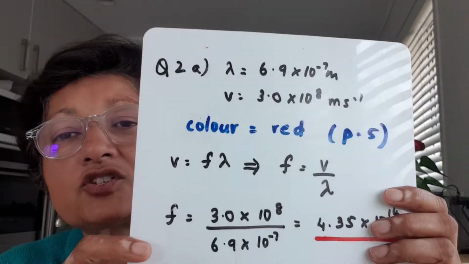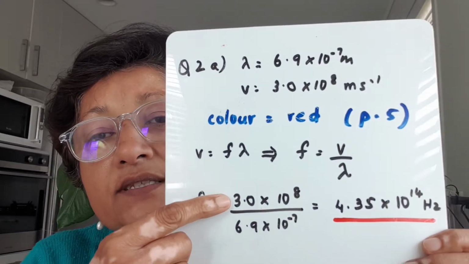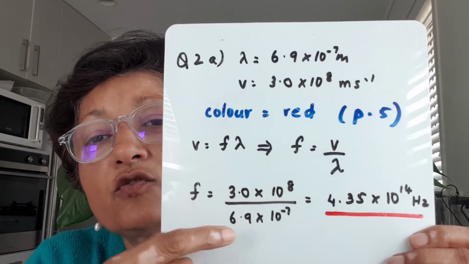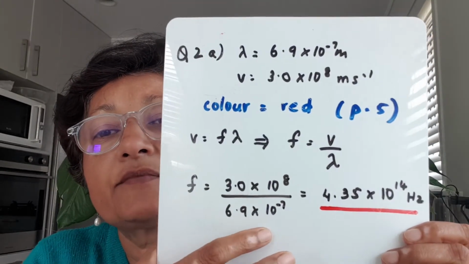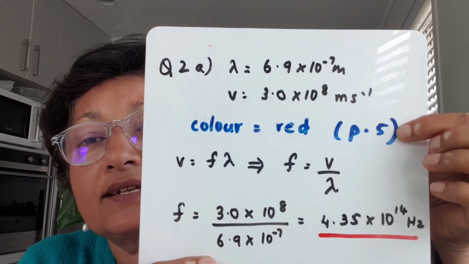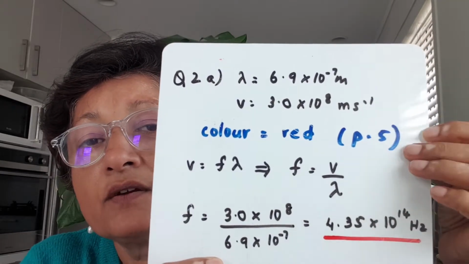Okay, and how do you solve it? Exactly the same equation. So you use V equals F lambda, and V is always 3.0 times 10 to the power of 8. Now F is V over lambda, and so this is your lambda, your wavelength, and then you get the answer. So you look at the wavelength and decide what color it is, and you just get that from page 5 from the diagram.